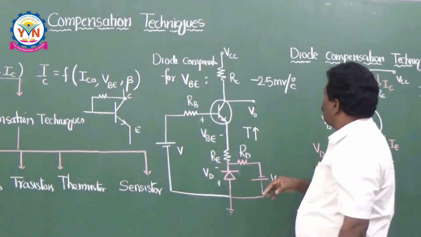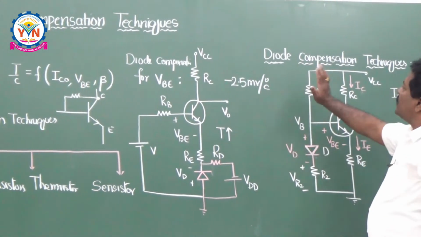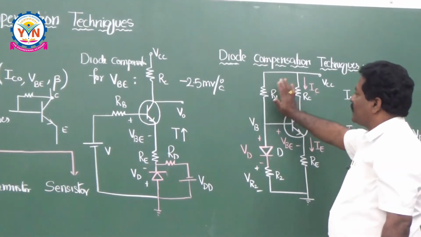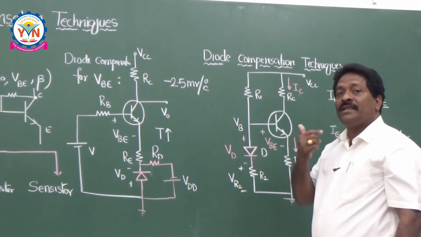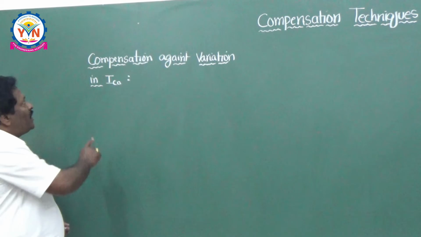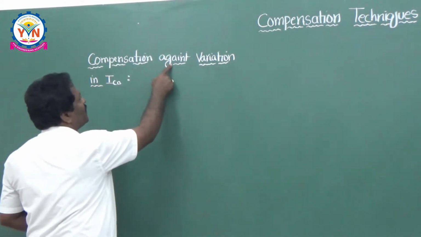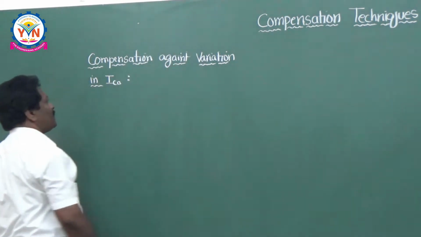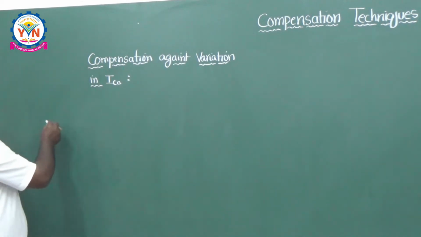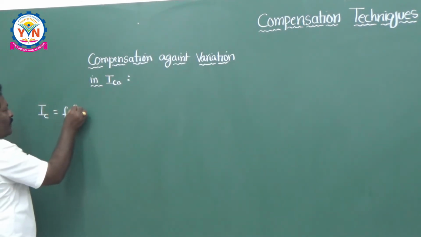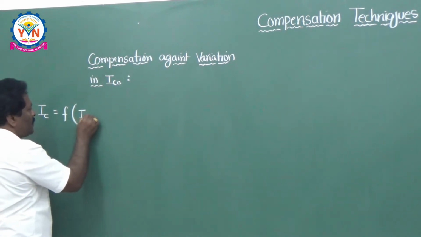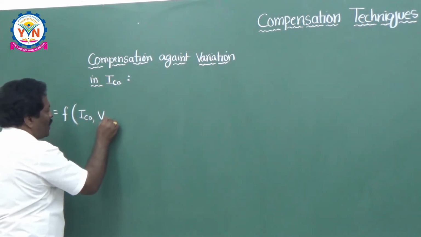So now, once you know this diode compensation technique for VBE, I would like to tell you how the Ic naught can be compensated using a diode. Now let us see the compensation against variation in Ic naught. So I told you your collector current Ic is a function of Ic naught, VBE and beta.